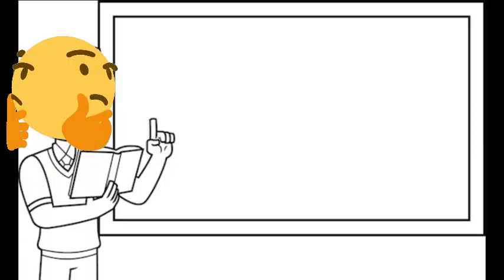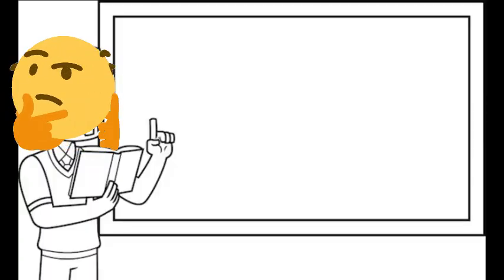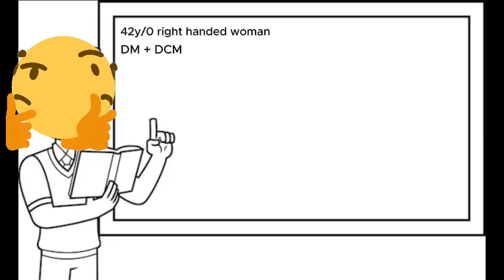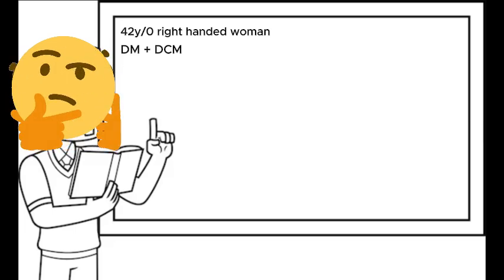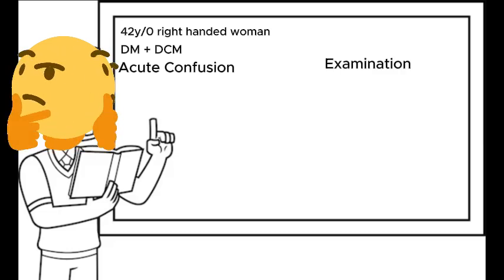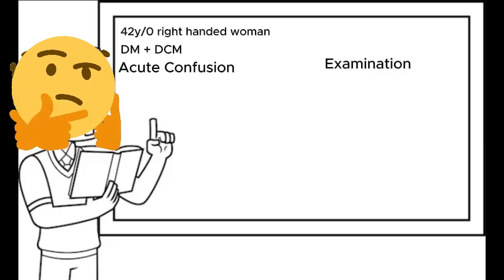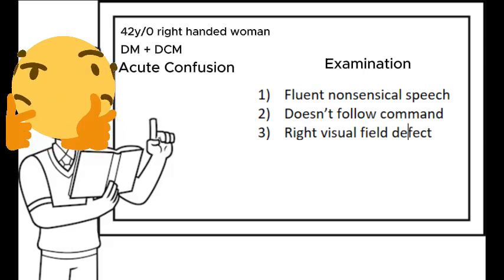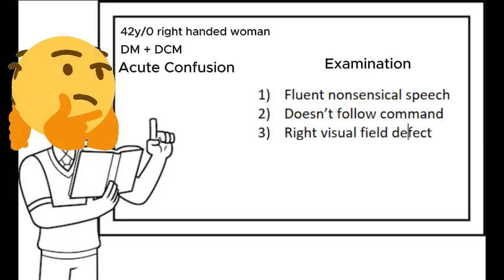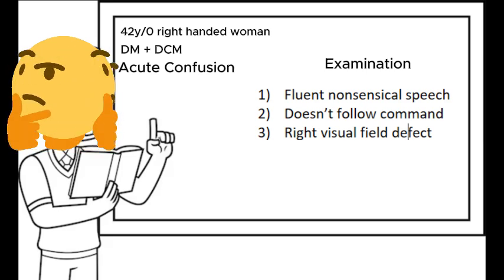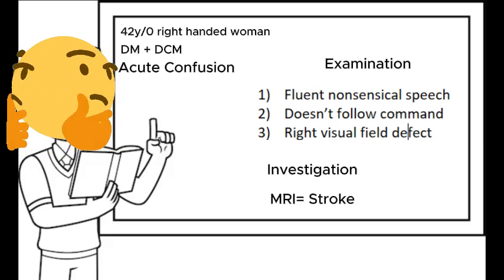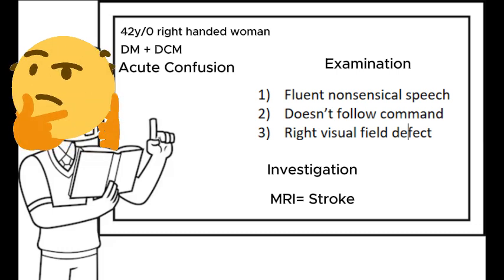Now, let's take a pause and let's think about this case. Basically, you are asked to evaluate a 42-year-old right-handed woman who has a history of diabetes and dilated cardiomyopathy. We are told that she developed acute confusion. On examination, things are not just adding up. She's speaking fluently, but her words are nonsensical. She does not follow commands, and you notice a visual defect affecting her right visual field. We are told that an MRI confirms that she has a stroke. Now it's time to localize.